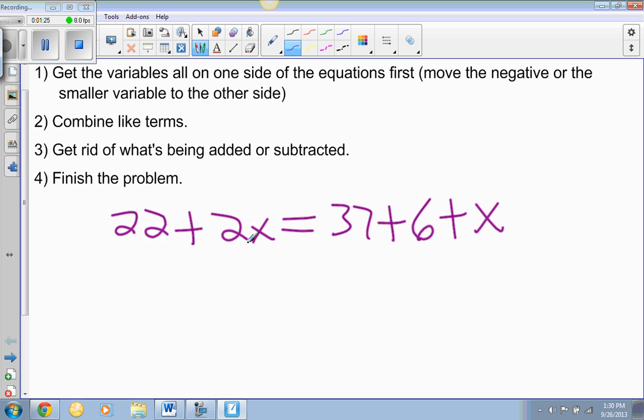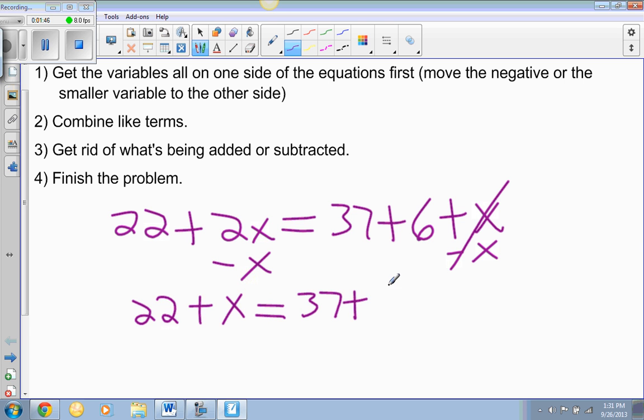So I always look at where the smaller variable is. So here I have 2x, here I have an x. They're both positive, so I'm going to move the smaller one. It says plus x, so I'm going to minus my x, 1x. So that leaves me with 22 plus an x, because if I have 2 and I minus 1, that leaves me 1.